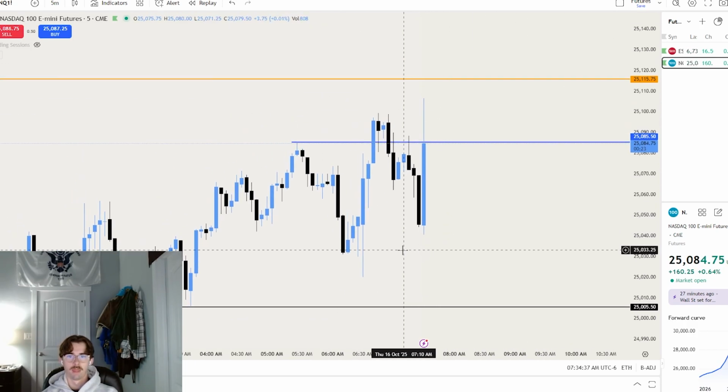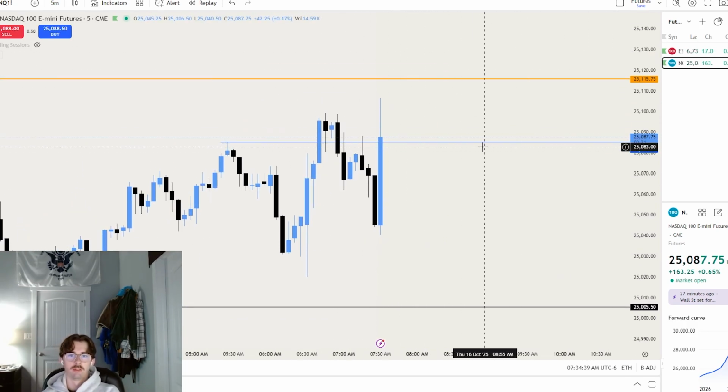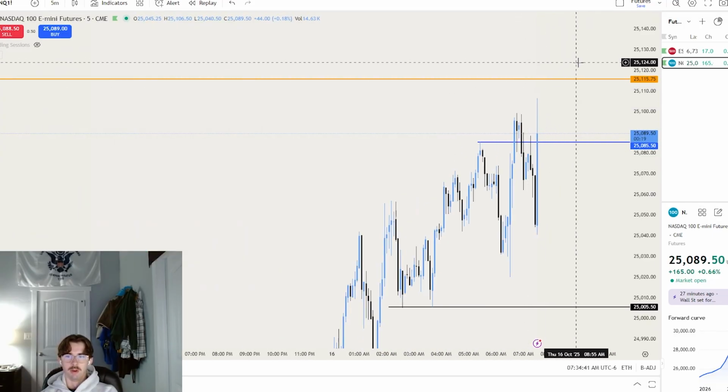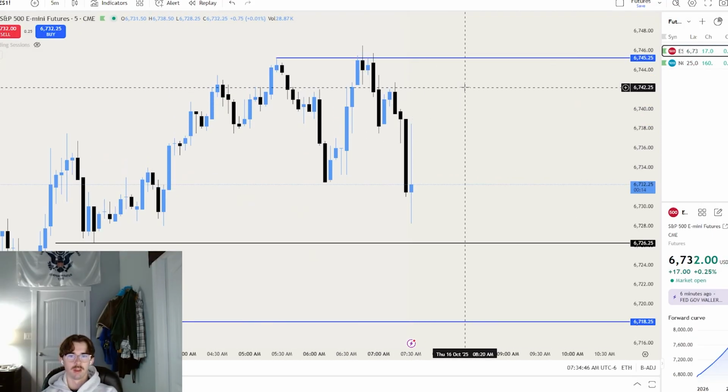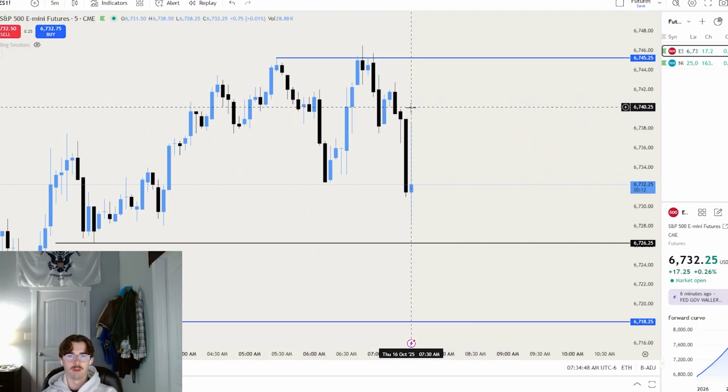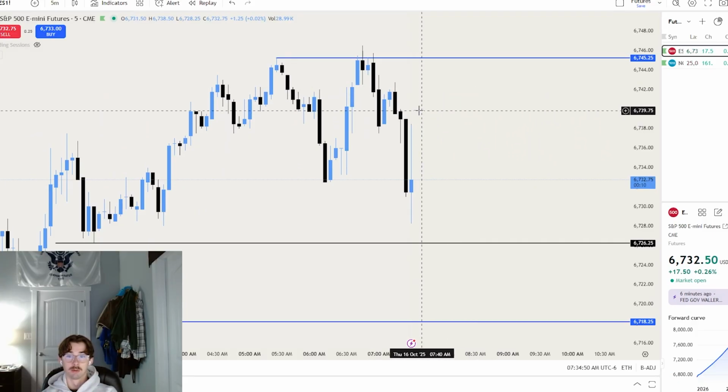So I do really just want to see us come up here and manipulate. I don't know if it will, but maybe break structure, inverse fair value gap, hit the fib, and then reverse right after that.